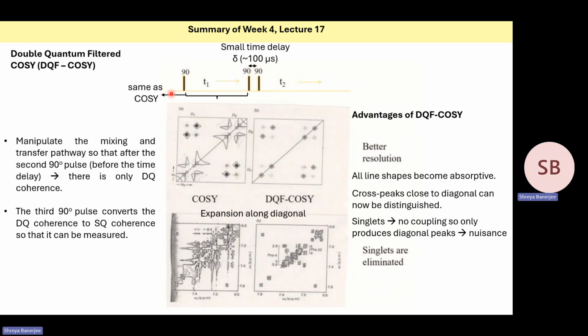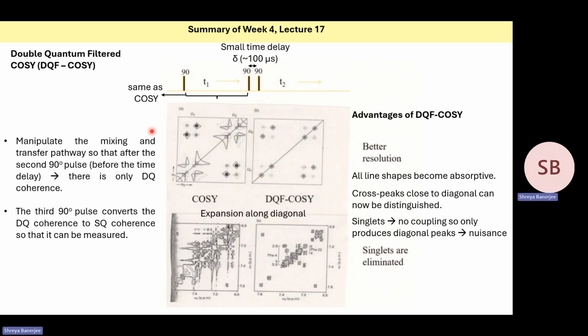In normal COSY, after the second 90-degree pulse, you will immediately collect the FID and do the Fourier transform. But in DQF COSY, you give an additional time delay delta of around 100 microseconds, and you give a third 90-degree pulse. After that only you collect the FID. So what is it that DQF COSY is doing?